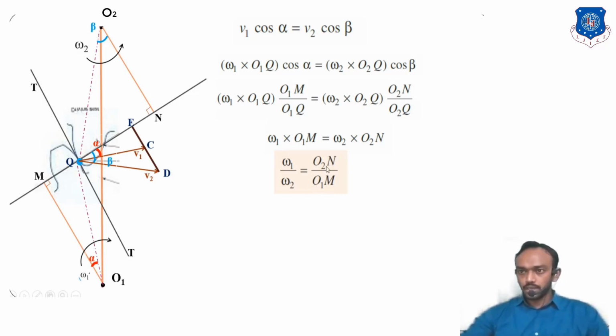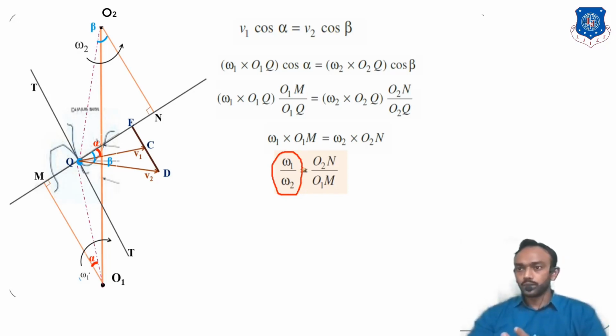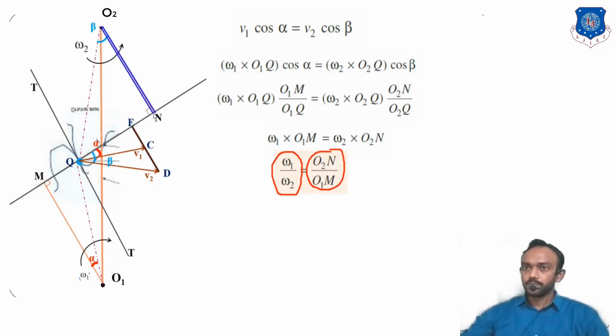If you want omega 1 upon omega 2 to be constant, meaning a constant angular velocity ratio, what do you need to make constant? O2N upon O1M. Right now, O2N means this distance, and O1M is this distance, and you cannot be sure that this ratio will always be constant. So if you want to derive the condition for a constant ratio, check this.